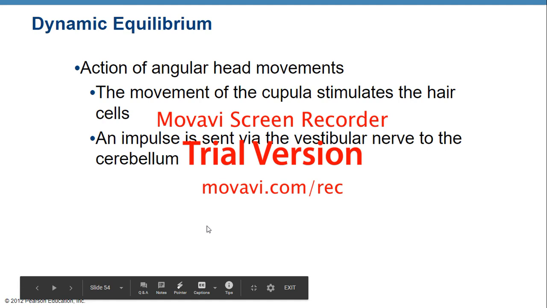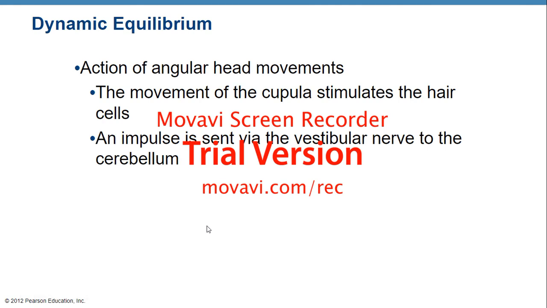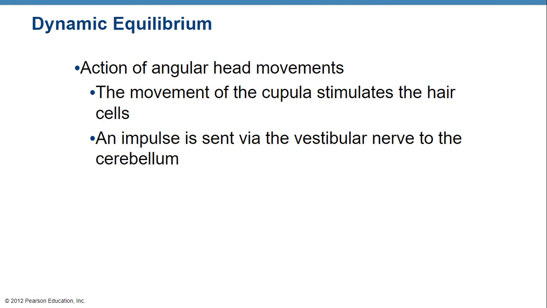All right, so with dynamic equilibrium, again, it deals with angular head movements. The movement of the cupula stimulates the hair cells, and the impulse is sent via the vestibular nerve to the cerebellum.